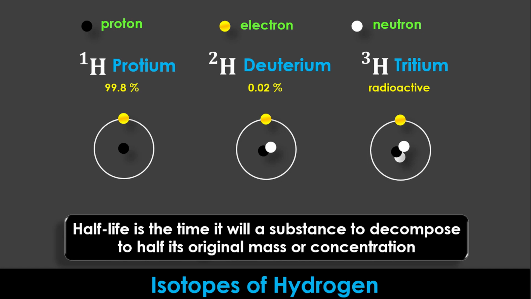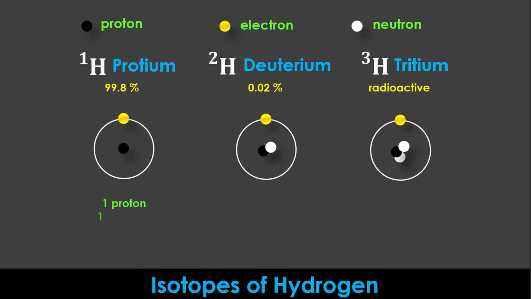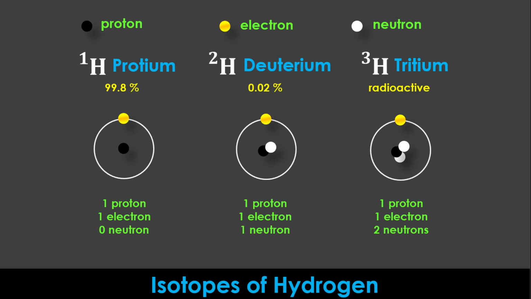Ordinary hydrogen contains only one proton and one electron with no neutron. It is the only atom with an incomplete set of subatomic particles. Deuterium, on the other hand, is made up of one proton, one electron, and one neutron, while tritium contains one proton, one electron, and two neutrons.